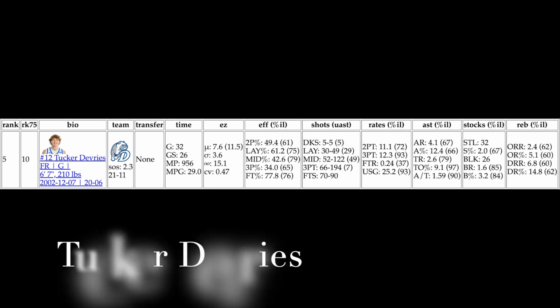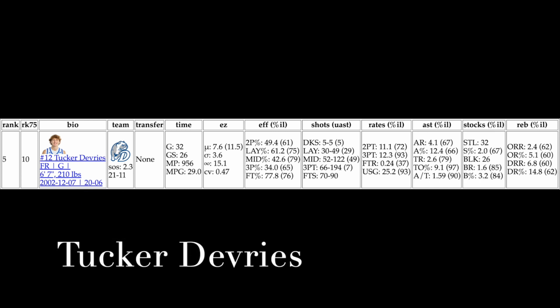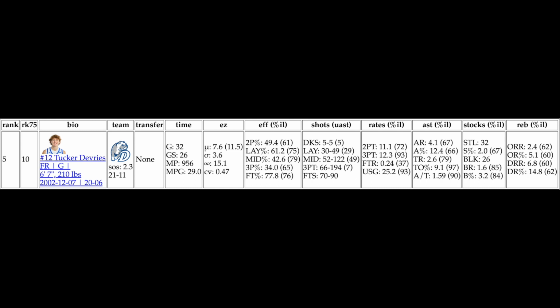Tucker Devries from Drake popped on my Top Lines newsletter throughout last season, but didn't get much hype at all. At 6'7", 210 pounds, with shooting and playmaking potential, that could definitely change this season. Let's get into his profile.